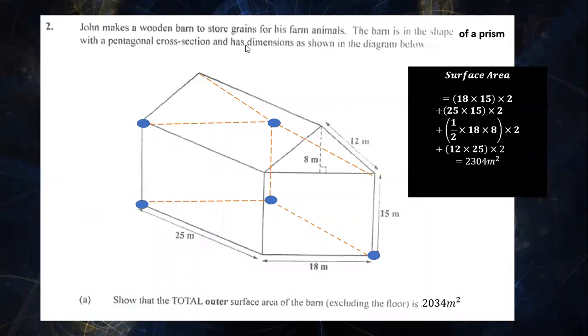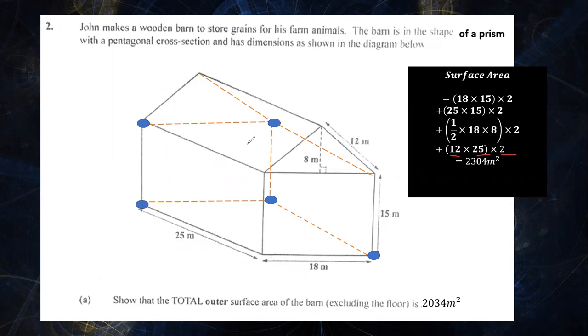Hey guys, let's continue. And then we have 12 by 25 by 2. What's 12 by 25 by 2? The 12 is this rectangle here, the sloping side of the roof. 12, and from here to here is going to be 25 because this is 25.